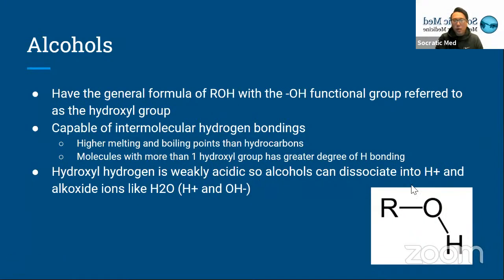And the hydroxyl hydrogen, so this hydrogen attached to the oxygen, is weakly acidic. So alcohols can dissociate into H+ ions and also alkoxide ions, similar to water. So they can split up into the H+ proton, and then the OH- that is usually attached to this R group carbon chain. So that's just some general information about alcohols.